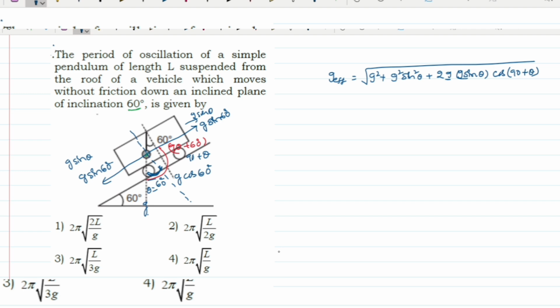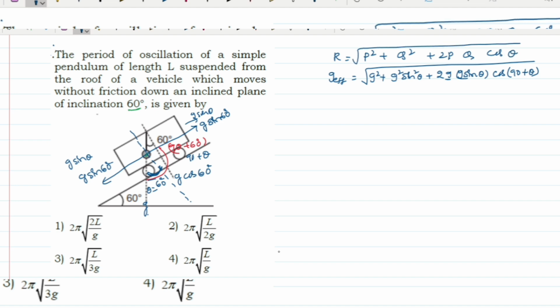From the parallelogram of vectors, I am taking the net force, or resultant force, R equal to root of P square plus Q square plus 2 P Q cos theta. One force is g, another force is g sin theta, and the angle between the two vectors is 90 plus theta. G effective will be g square plus g square sin square theta, and cos of 90 plus theta is minus sin theta, into 2 g square sin theta, which you can write as minus 2 g square sin square theta.